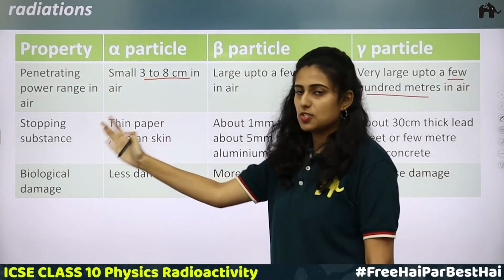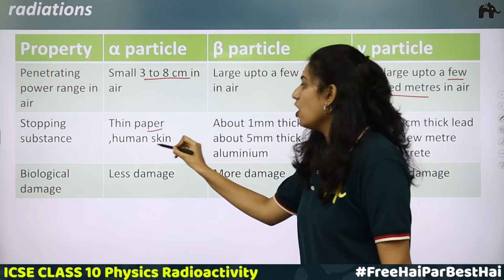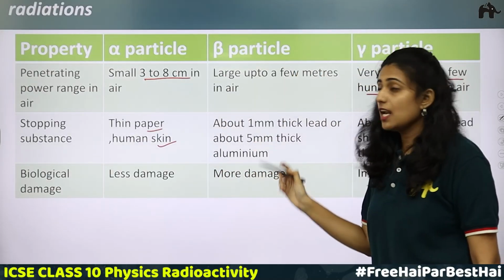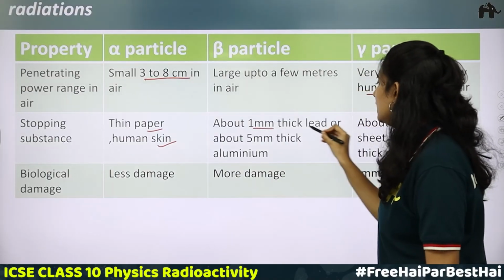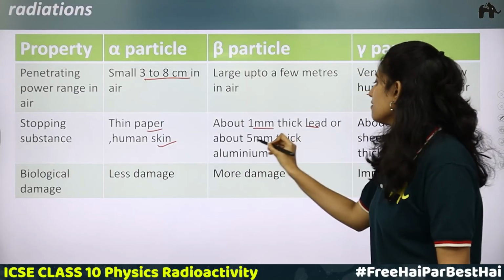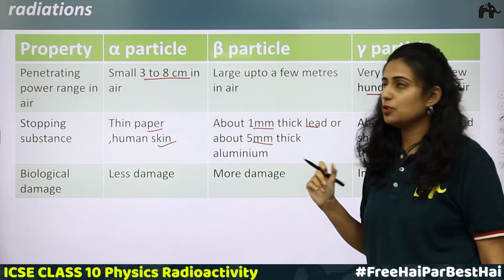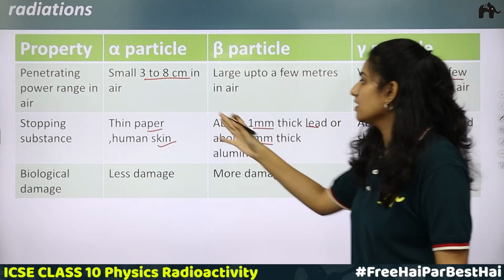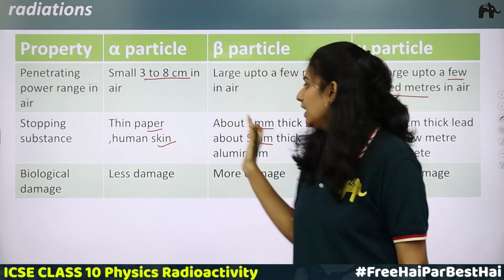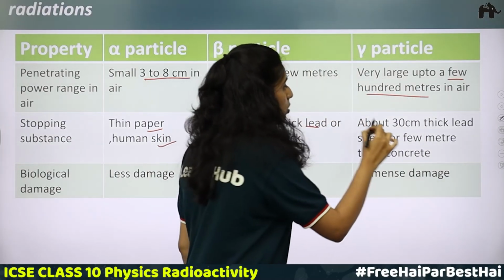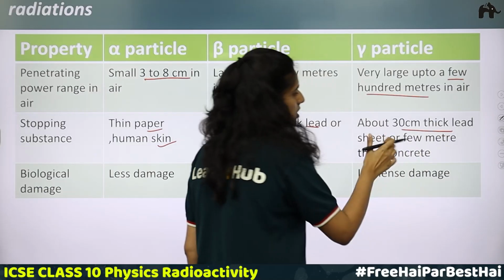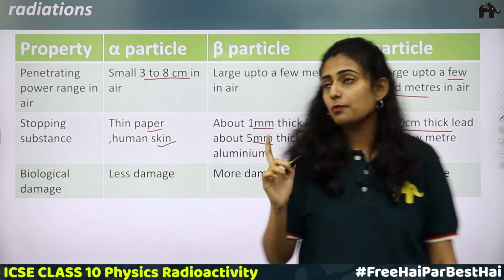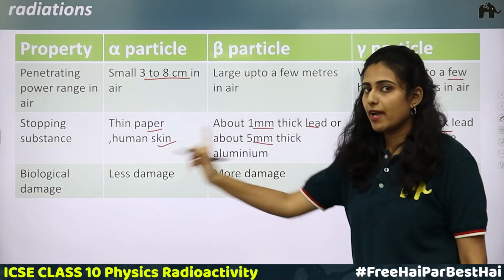Next, the stopping substance. Just a thin paper or human skin can stop the alpha particle. What about beta particle? About 1 millimeter thick lead, okay, or 5 millimeter thick aluminium should be used to stop the beta particles. Beta particles easily pass through a thin paper or human skin. Next, what about gamma? About 30 centimeter thick lead sheet or few meter thick concrete should be used to stop the gamma radiations.